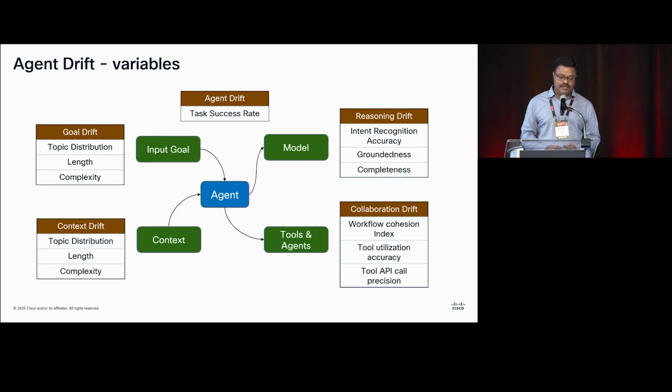And here we have a number of metrics, like we call it collaboration drift across tools and agents. So we could have something like workforce cohesion index that measures how well your agents work with each other. Tool utilization accuracy is the LLM picking the right tool. Tool API call precision is the LLM picking the right parameters to the tool. Again, you can argue that these are more model related, reasoning related than collaboration related. Yeah, that's okay. But as long as you measure them, that's very important. So these are some of the metrics that we measure across the agents that we use.